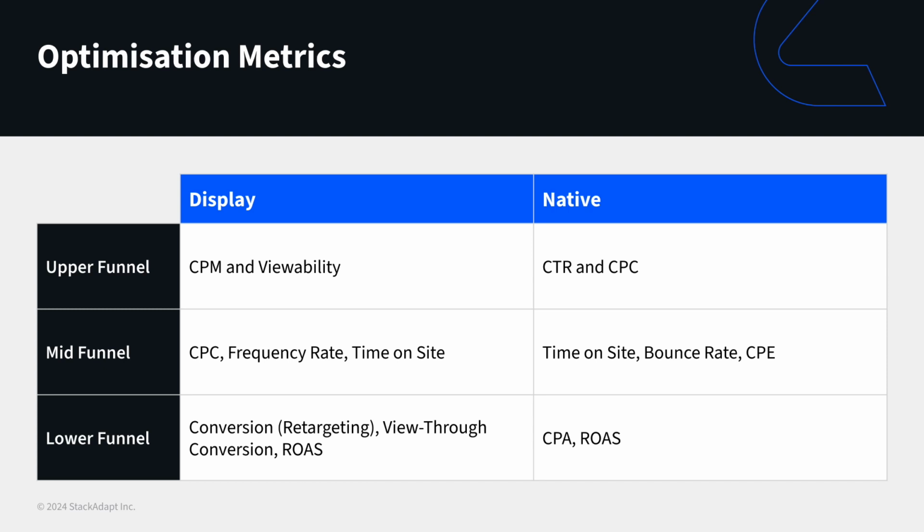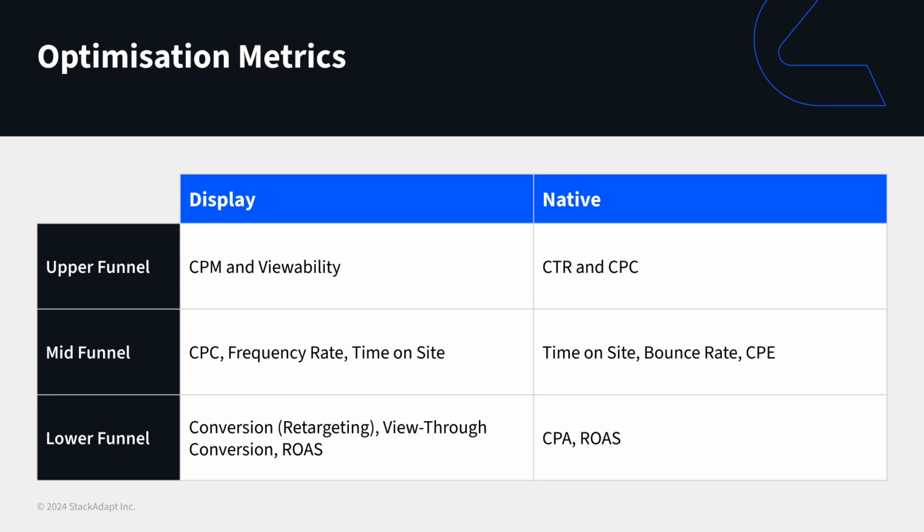So frequency rate, this KPI is particularly crucial for display advertising. It measures how often an ad is shown to the same user over a certain period. It's important for avoiding ad fatigue and optimizing ad exposure. So frequency rate is very important.